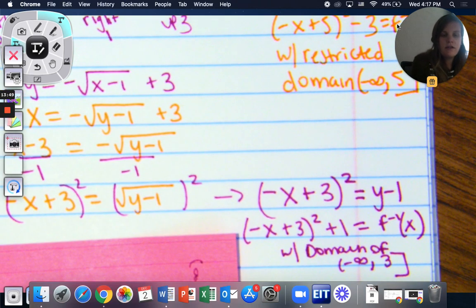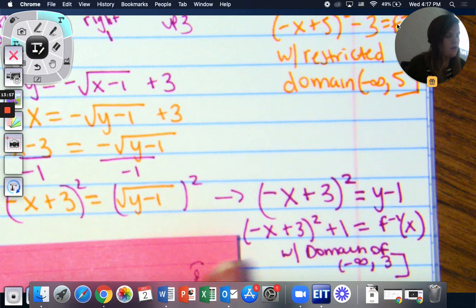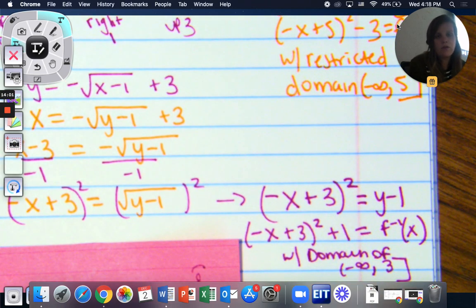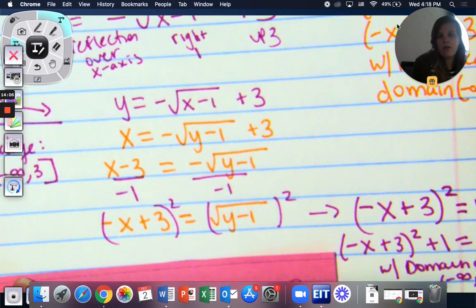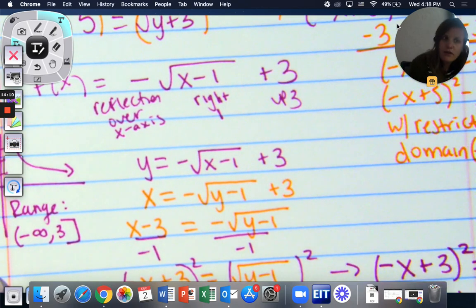Alright, so here's your answer down here. So f inverse is negative x plus 3, squared, plus 1 with a domain of negative infinity to 3. Alright, so I'll walk you through the process though, but if you got this, you can fast forward through the video. There's one more I want you to see. Okay, but the quick explanation, and again, if you have more specific questions, pause it and ask me.